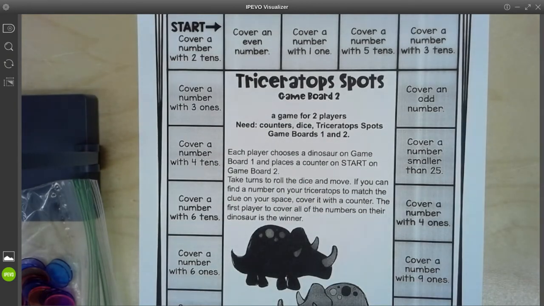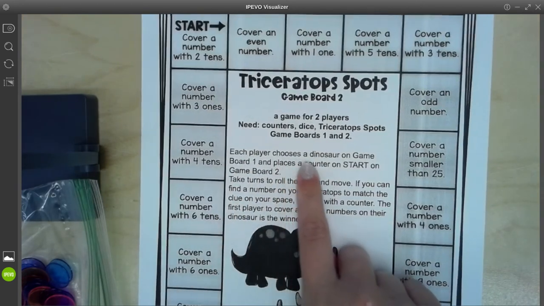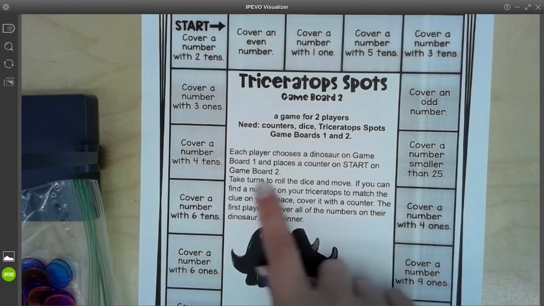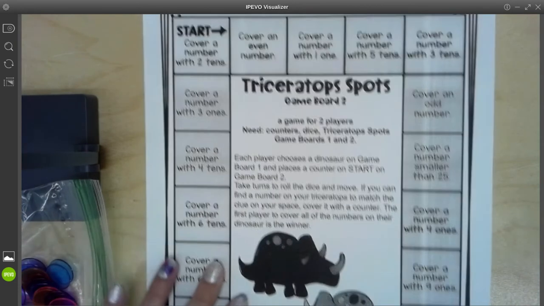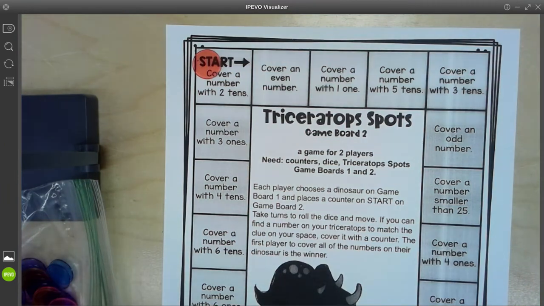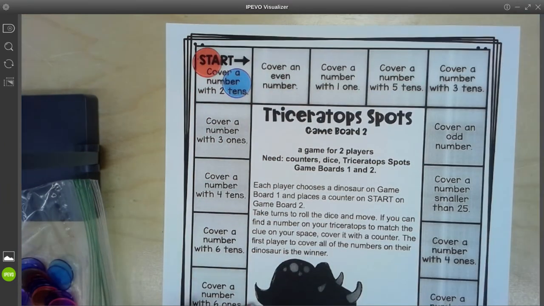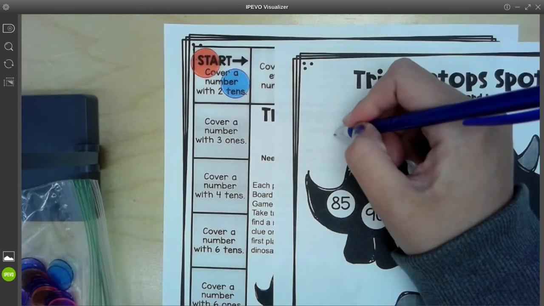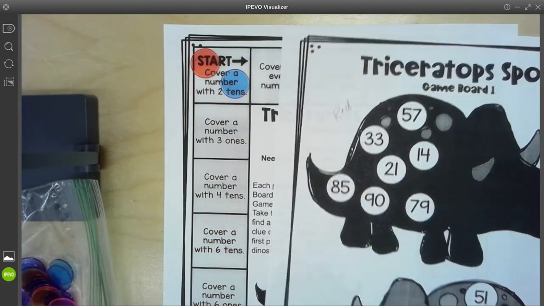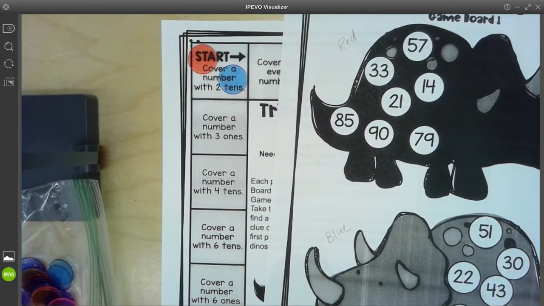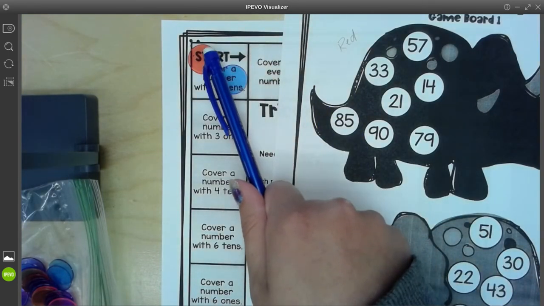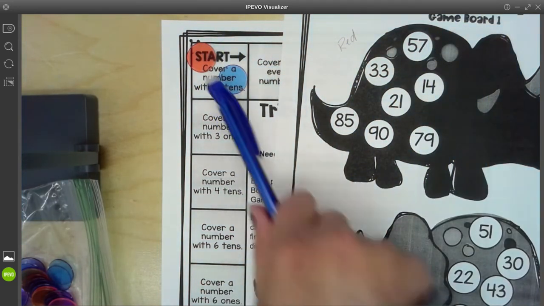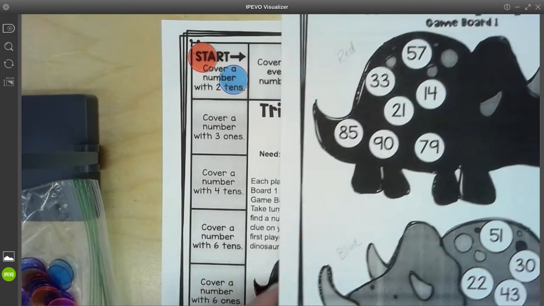Okay? So here we go. It says each player chooses a dinosaur on game board 1 and places a counter on start on game board 2. So start is up here. So I'm going to place a pinkish color and a blue color. So those are my 2. And then I'm going to write on here. It's actually like a red. So red is going to be this top dinosaur, and blue is going to be the bottom. Okay? So you get a counter for yourself for the board game, and then pick which dinosaur you're going to have, top or bottom. So red's having top, blue's having the bottom. Okay?